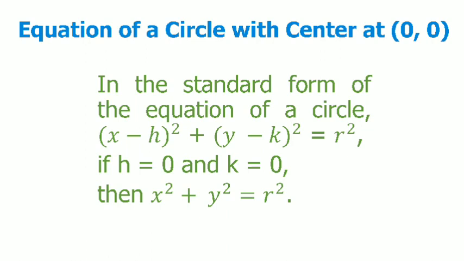Okay, so we have the equation of a circle with center (0, 0). In the standard form of the equation of a circle, the quantity (x minus h) squared plus the quantity (y minus k) squared is equal to r squared. If h is equal to 0 and k is equal to 0, then x squared plus y squared is equal to r squared.